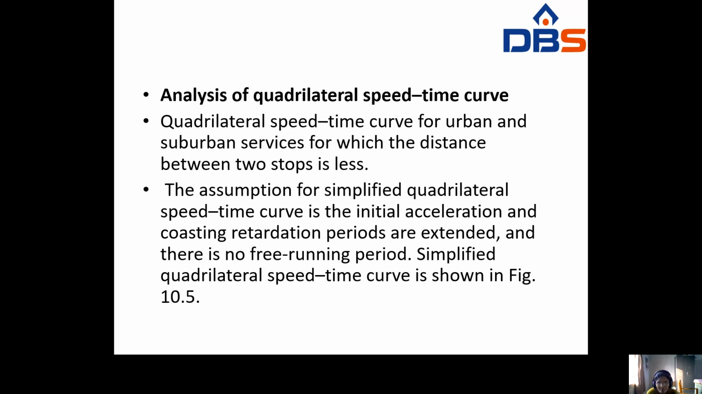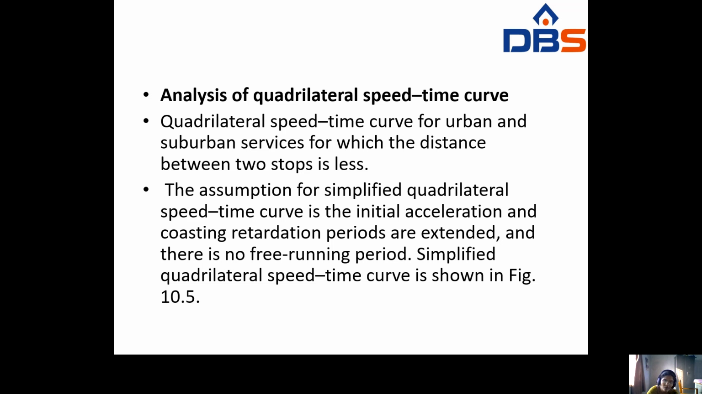In urban and suburban services the distance between the stops is very less, so there will be no free running period. What is the meaning of free running period? In the free running period, the train travels at constant speed. But here there is no long distance between the stops, so there is no free running period, and the initial acceleration, coasting period as well as retardation period are extended.